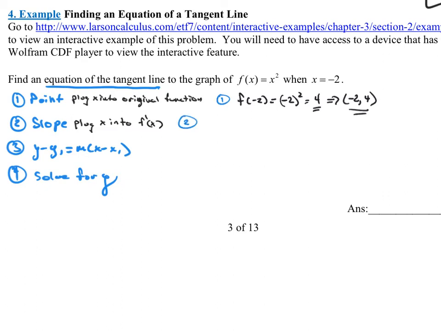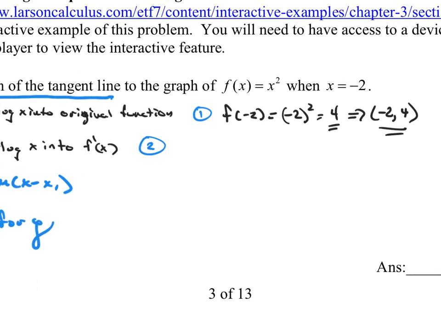Let's go on to number 2. Number 2 is find the slope. How do we find the slope? Well, the slope is the derivative. Well, what's the derivative of x squared? Using the power rule, that would be x squared, drop the power, x to the 2 minus 1, which would be 2x to the first power, or just 2x.